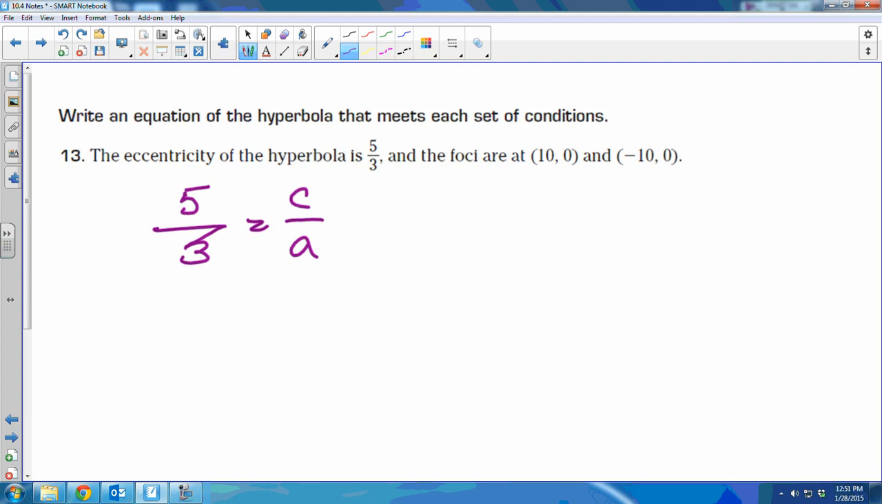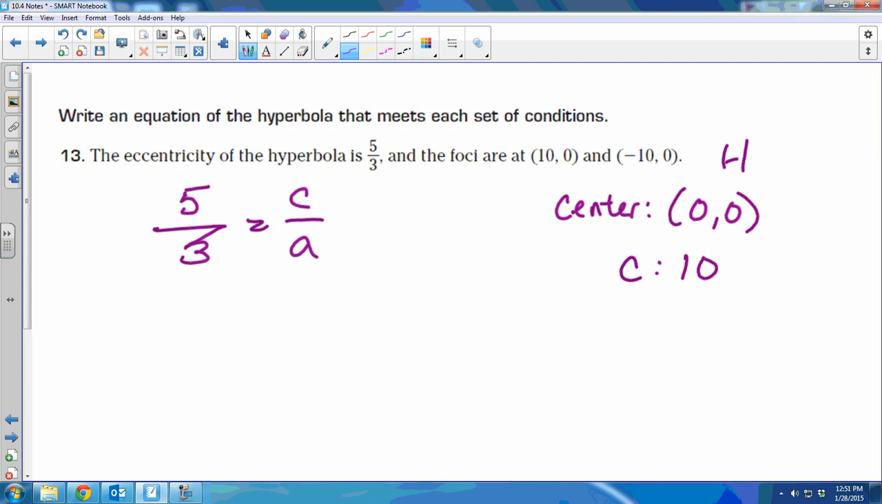It says the foci are at 10, 0, and negative 10, 0. Again, the foci tell us three things. They tell us the center, which in this case is 0, 0. They tell you the orientation, so 10, 0, negative 10, 0 are horizontal, so we know it's horizontal. And what else can we tell from this? We know C. C is the distance from the center to one of the foci, so C is 10.